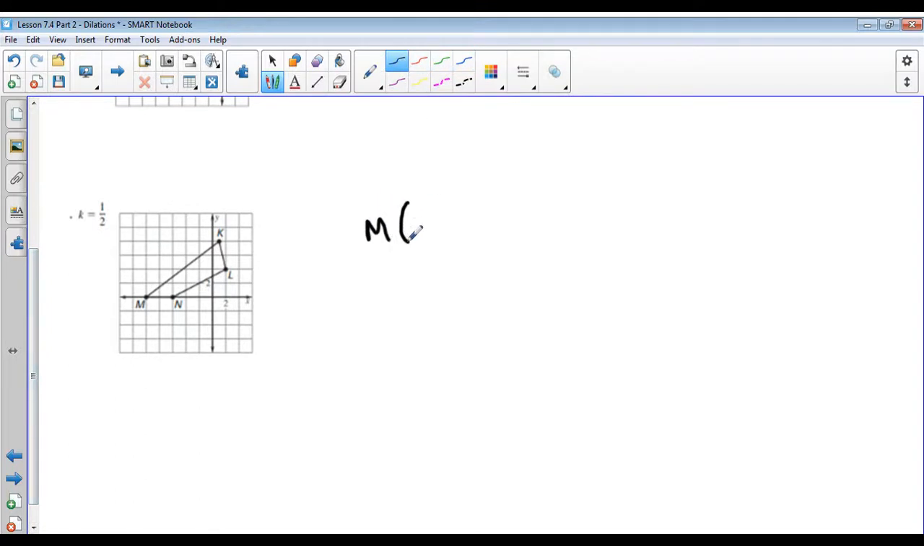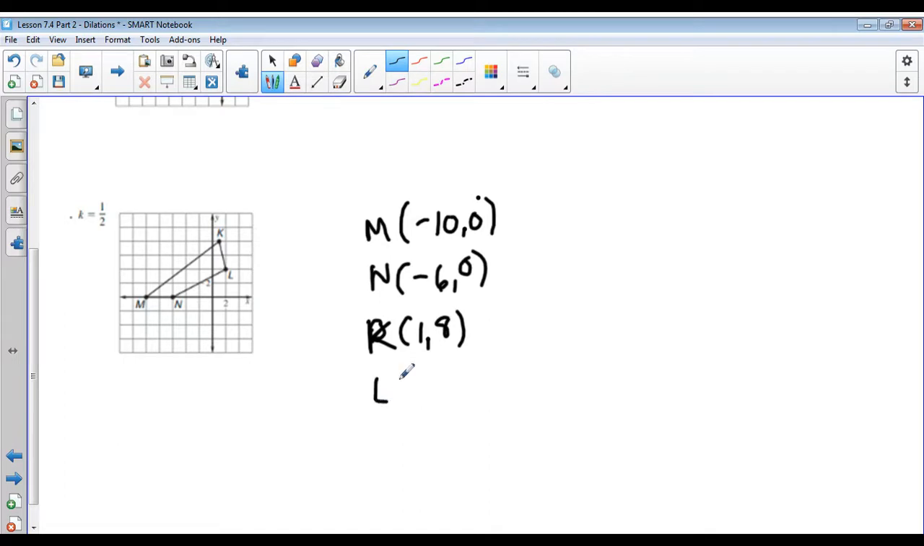All right, and then finally, when you look at the second image, the first ordered pair, and I have to be careful with these, you might want to notice that these are going up by 2s on the x and y axis. So M would be located at -10, 0. N would be located at -6, 0. K would be located at 1, 8. And L would be located at 2, 4.